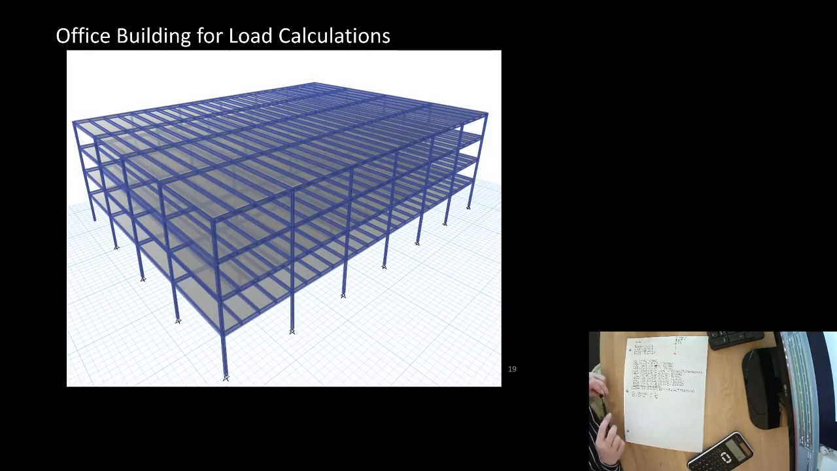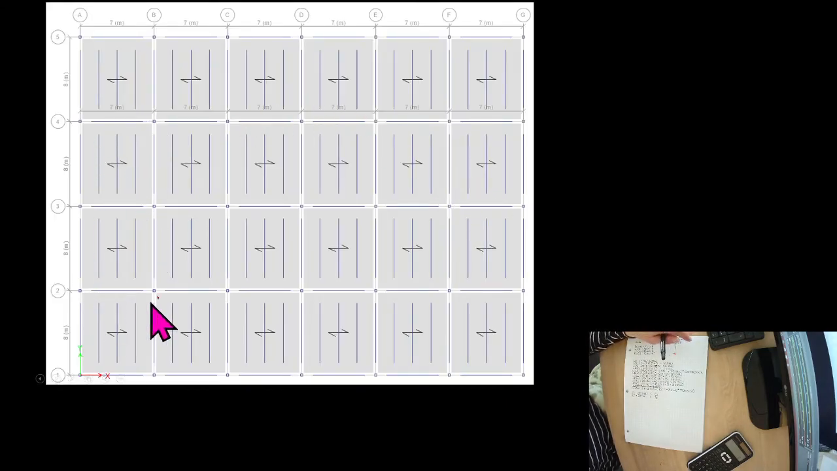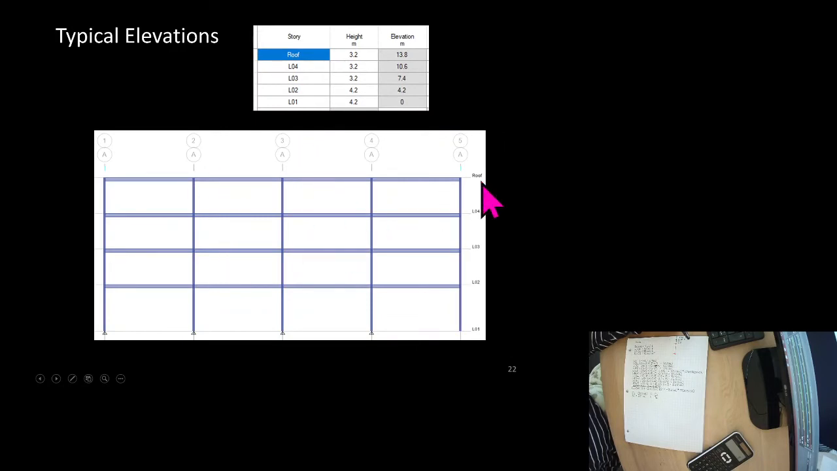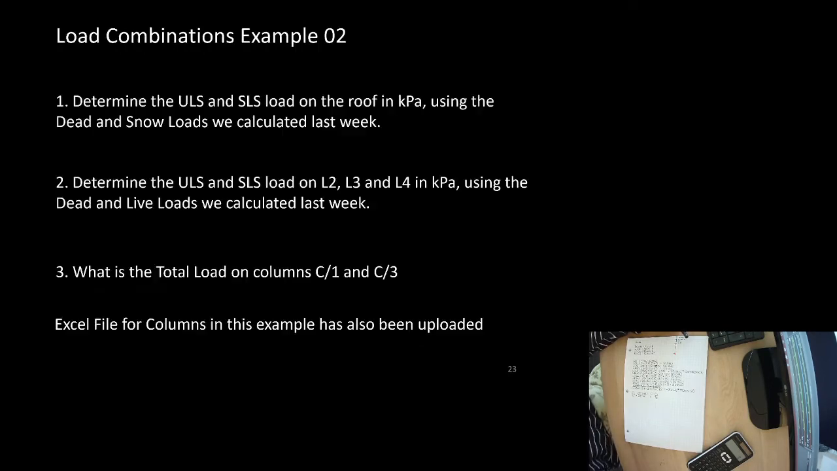Let's go back and look at this building we were talking about last week, where we have our 4 bays at 8 meters and our 6 bays of 7 meters, I believe. And here's our plan that we had. And here was our elevation and our datums from both sides. So this is all stuff we looked at last week. And we calculated the dead load, and we calculated the live loads, and we calculated the wind load on all the sides of the building, and we calculated the seismic load in each direction of the building.